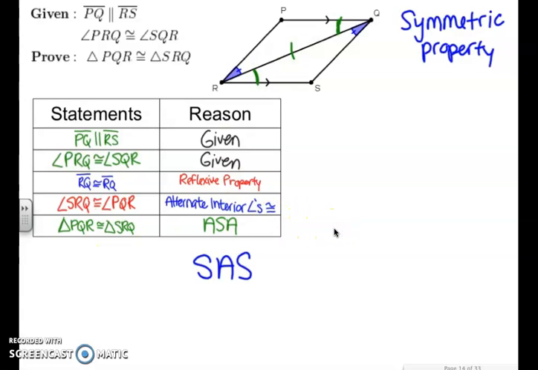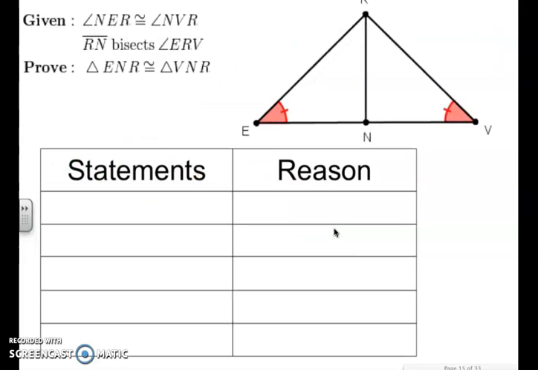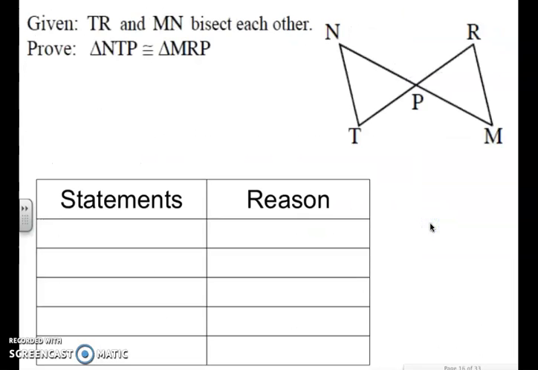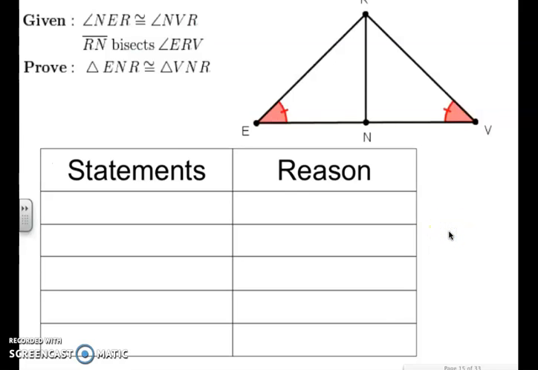Okay? All right, so let's move on to when we've got some complete blank proofs. Okay? So we've got two examples of these. I'm going to try the first one and you could try the second one on your own. Okay? So first off, my givens are going to go on the left side. So I know that NER is going to be congruent to angle NVR, and that is given. So let me make that mark. NER, which is already marked, NVR.